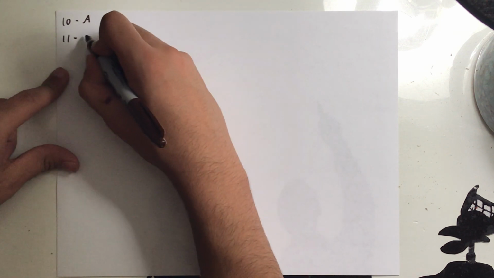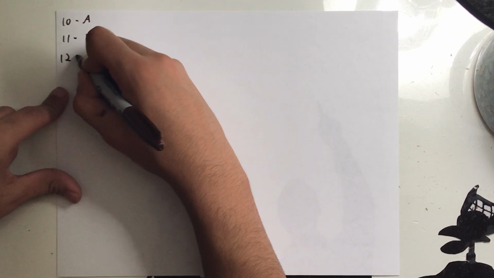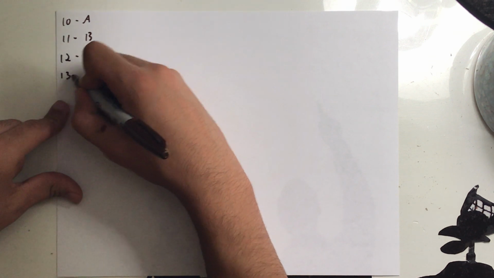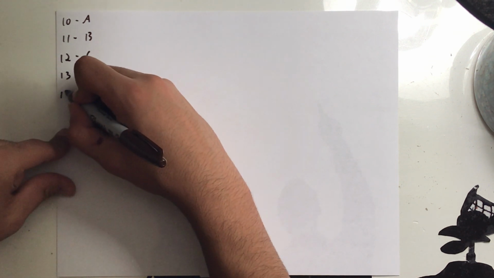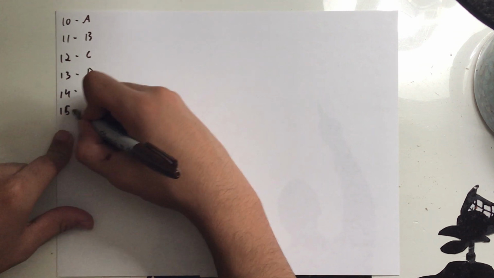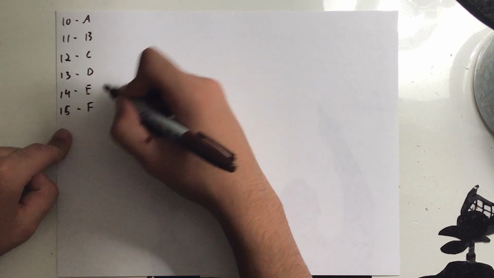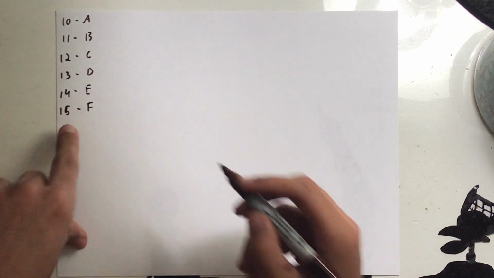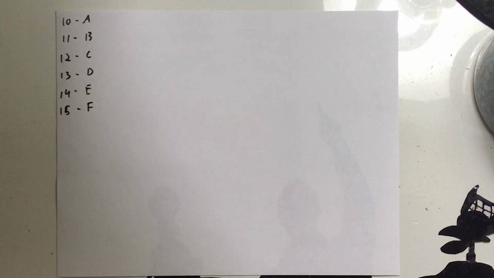11 is going to be the letter B. 12 is going to be the letter C. 13 is going to be the letter D. 14 is going to be the letter E. And 15 is going to be the letter F. A, B, C, D, E, F. And the rest of the digits, 0, 1, 2, 3, 4, 5, 6, 7, 8, 9, are going to be the same digits.